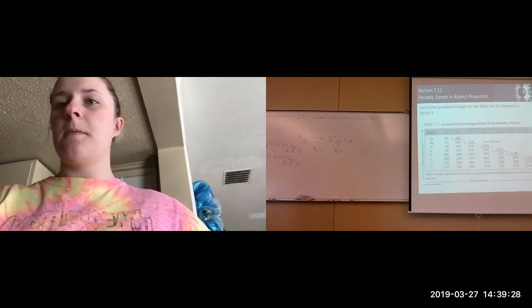Now this chart shows you, so these are in order of atomic number. So sodium, magnesium, aluminum, silicon, phosphorus, sulfur, on that line. You're just adding one more proton and one more electron. So sodium only has one valence electron. Try to remove a second one, you're into the core. Whereas magnesium, you can take two before you get to the core. Aluminum, you can take three before you get to the core.